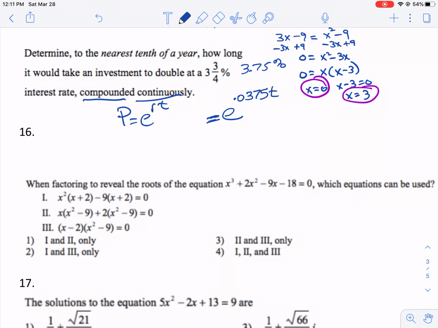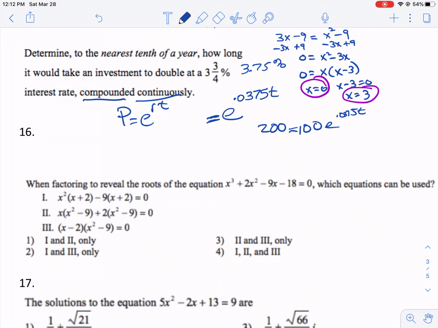Now, what to put for P? They didn't tell us how much we were going to put in. They just said we want the investment to double. Well, if you remember that other log problem that I just did, if I pretend that I'm putting $100 in there and I want it to double, that means I want it to come out to be $200.